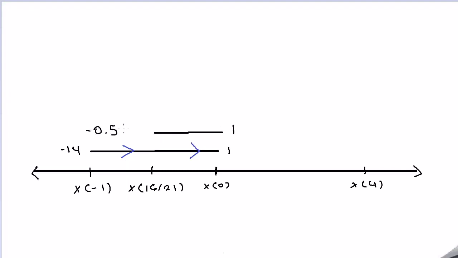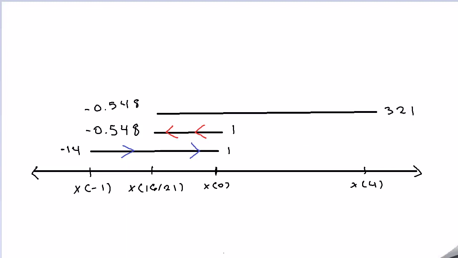Great. Okay, so then it goes from x of 0 to x of 16 over 21, which is a negative number, so 1 to -0.548. And from there it goes from x of 16 over 21 to x of 4, or -0.548 to 321. This means that the total distance is going to be the sum of a plus b plus c. The displacement will be the distance from x of -1 to x of 4, or 321 from -14.